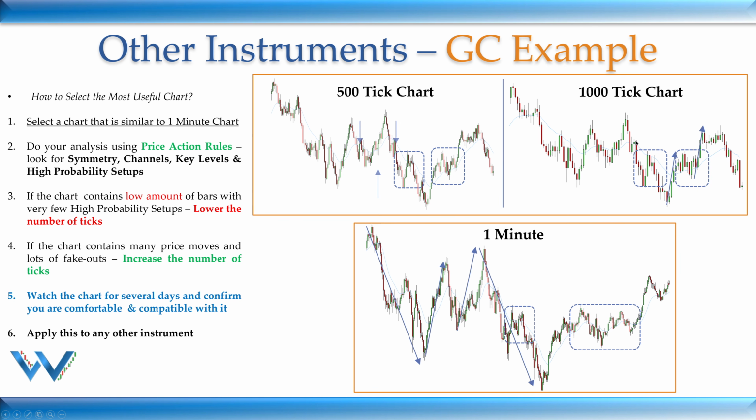Why, for example, is there no lower high here? I want to see some little pullback. So this is what I'm looking for. I want to find key levels, key entry points. I'm looking for high probability setups. I'm looking for the amount of bars. I want my tick chart to be similar to the 1 minute chart.